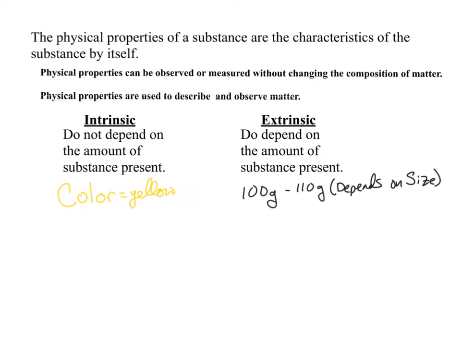Notice that as we measured or observed these physical properties, we did not in any way alter the basic nature of the substance. When I looked at the banana and said it was yellow, nothing had to change. When I weighed it on the scale, I may have taken it and placed it on the scale, but I didn't change anything about the banana. These physical properties could always be observed or measured without changing the composition of the matter. That is not true of chemical properties, as we'll see later.